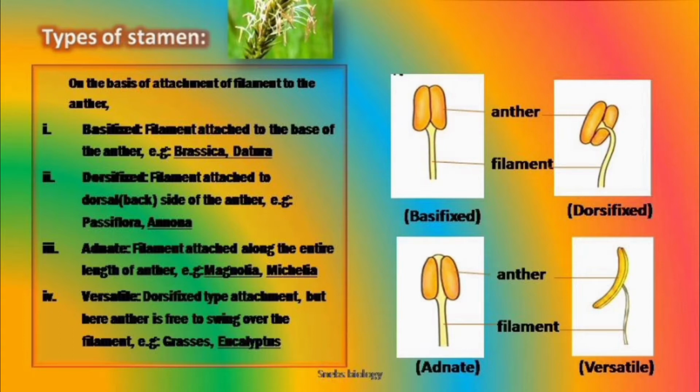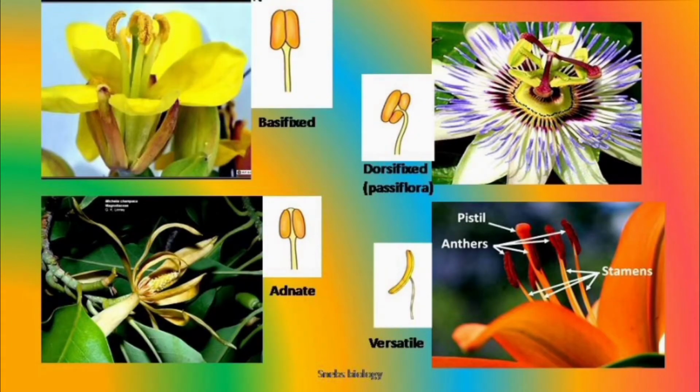And the fourth one is like dorsifixed but with a slight difference. Here the anther lobes become long and they can easily move when the wind blows. This is seen in flowers which are anemophilous. That means the pollination is taking place by wind. So when wind blows, these two anther lobes will be able to freely move. This is known as versatile type of attachment. So there are four different ways in which the filament is attached to the anther.